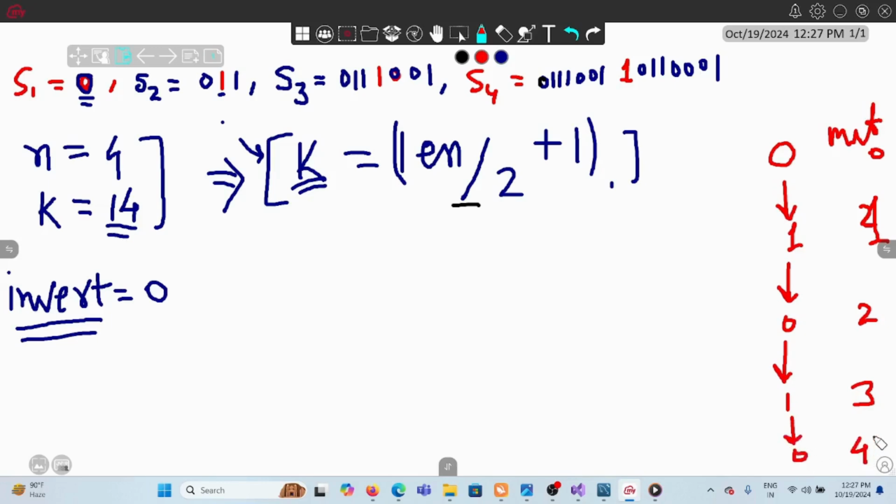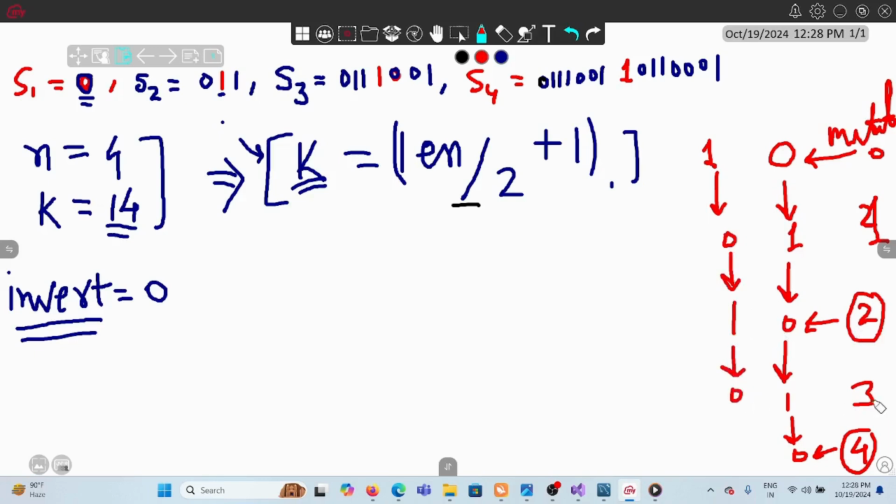You observe that whenever we have an even counter, the value is the same as where we started. Similarly, we could start with 1 as well. Initially the invert counter is 0. If I flip it to 0, the counter is 1. If I flip it again to 1, the counter is 2. If I flip again, it becomes 0 and the counter is 3. And if I flip it again, it becomes 1.